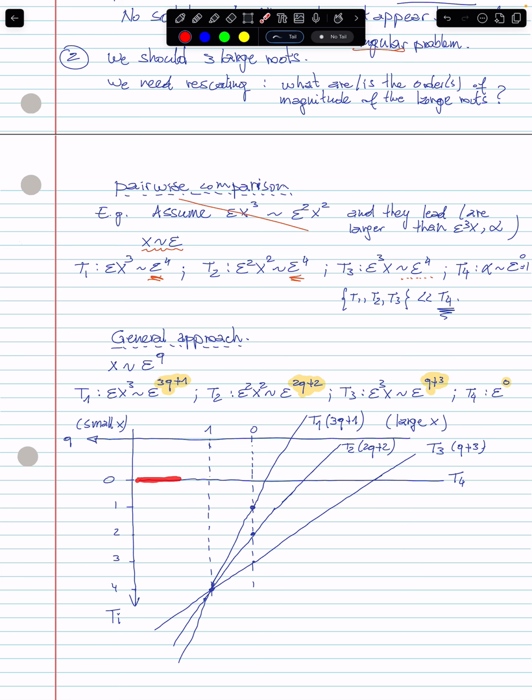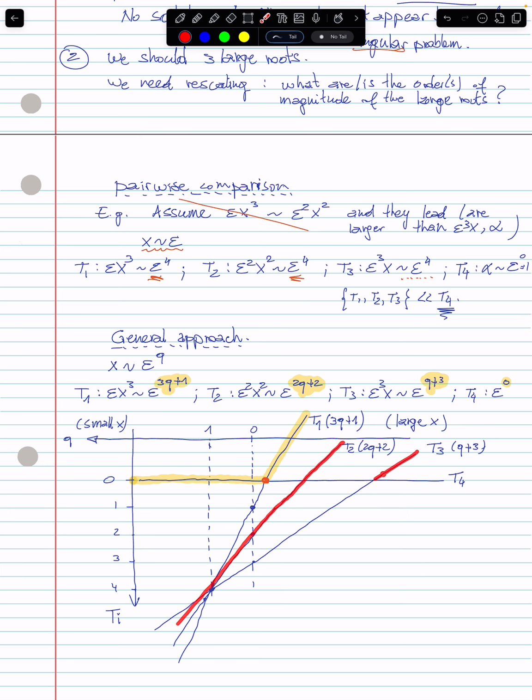The first place where we can find a balance between two terms is exactly at this point. All right, where we have a balance between T1 and T4. Okay, that's the intersection of the line corresponding to T1 and the line corresponding to T4. And if we keep increasing the order of magnitude of x, the largest term is the term T1. And so you see that never ever T2 or T3 might be the leading terms.